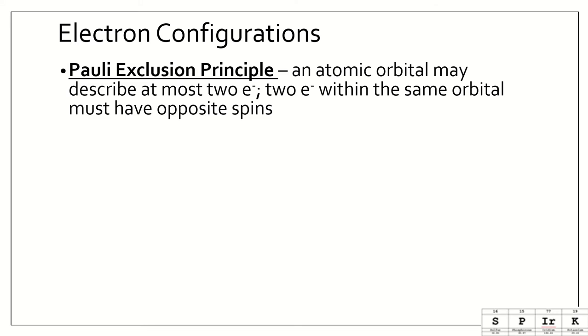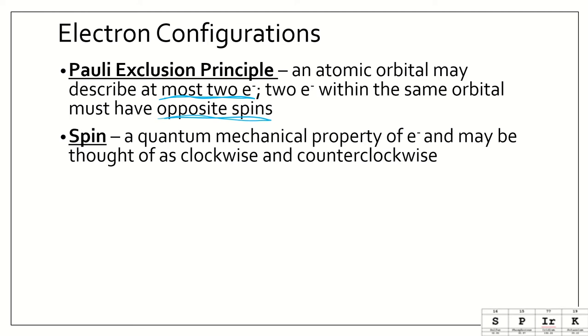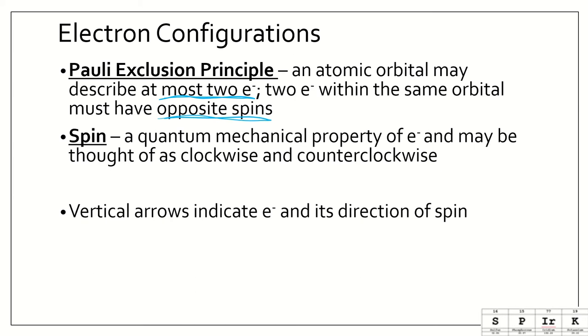The next rule was the Pauli Exclusion Principle. The Pauli Exclusion Principle states that an atomic orbital may describe at most 2 electrons, and 2 electrons within the same orbital must have opposite spins. A spin is a quantum mechanical property of an electron and may be thought of as counterclockwise or clockwise. We use vertical arrows to indicate electrons and their direction of spin.